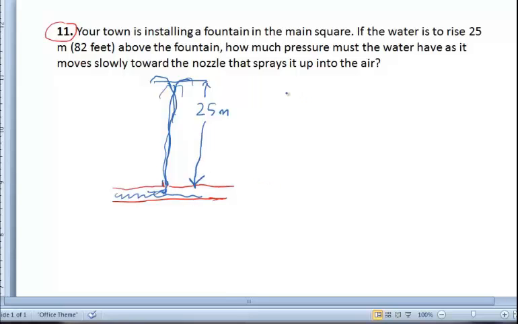Now, how can we handle this problem? We know we will probably use the Bernoulli equation. So let's write it out here. We've got a constant is equal to pressure plus 1/2 rho v squared plus rho g h. And down at the bottom here, our height is 0. And we can say that at the top, we're at 25 meters. The pressure at the top, we're going to say, is gauge pressure of 0.